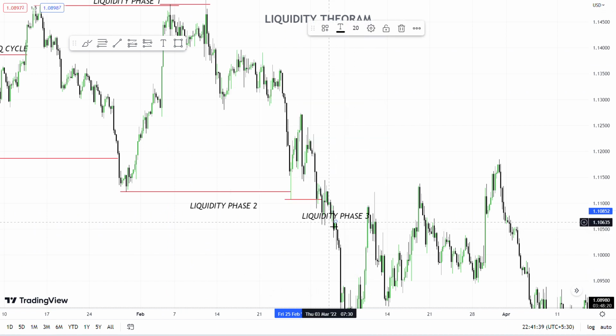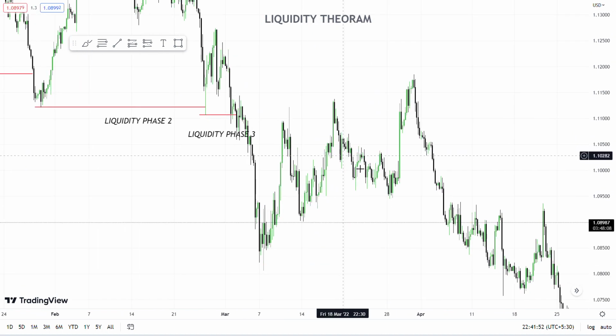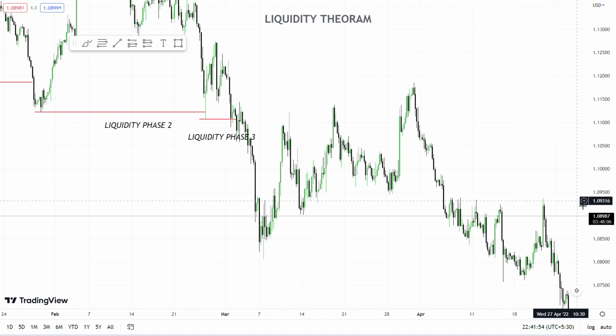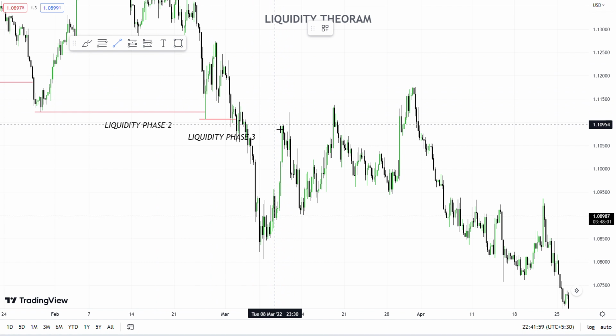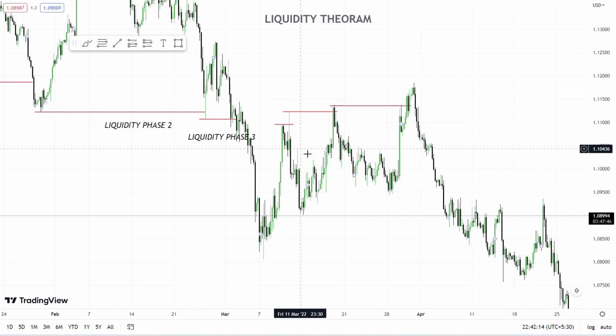We should mark everything in the market so we can know at which liquidity phase we are currently in. At every liquidity phase there will be a complete reversal in the market, so that's why we should get better at viewing the liquidity phases. Again the liquidity cycle starts here. Liquidity phase 1, liquidity phase 2, liquidity phase 3. Can you see how easy it is?